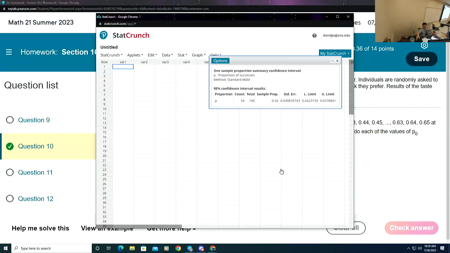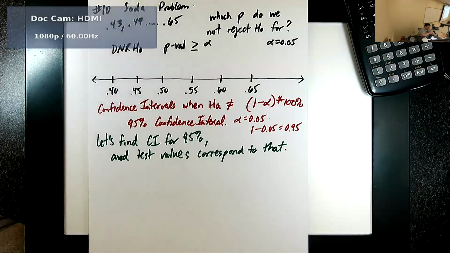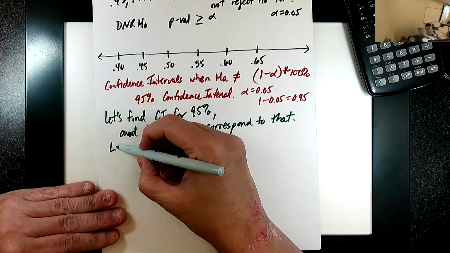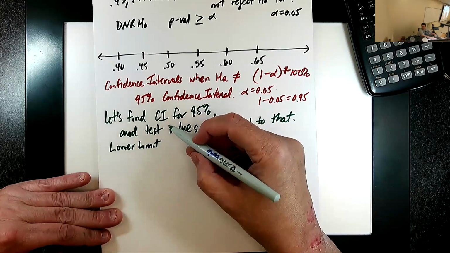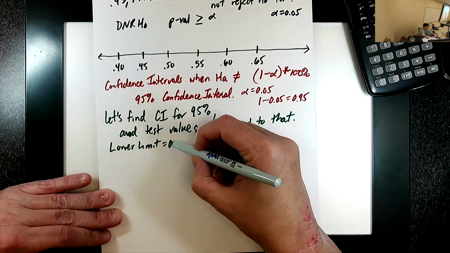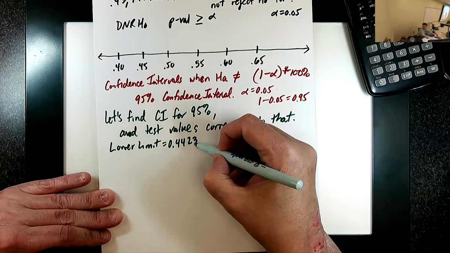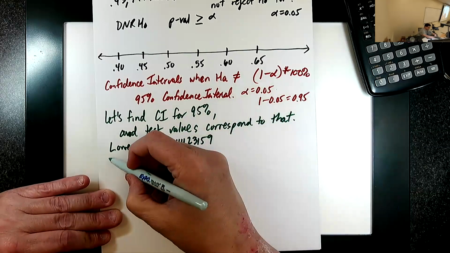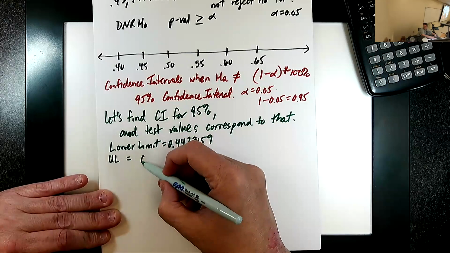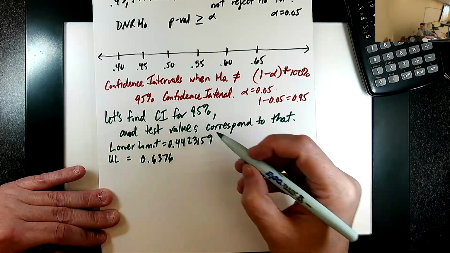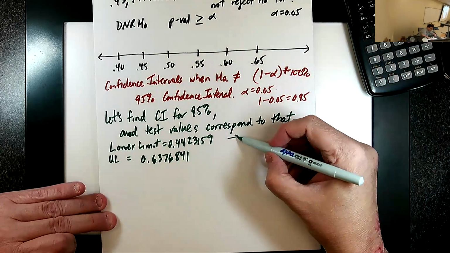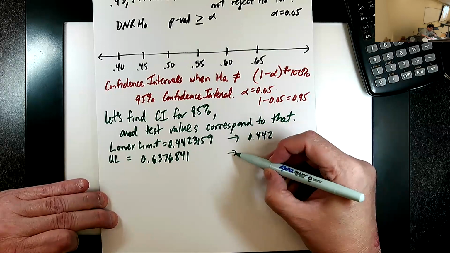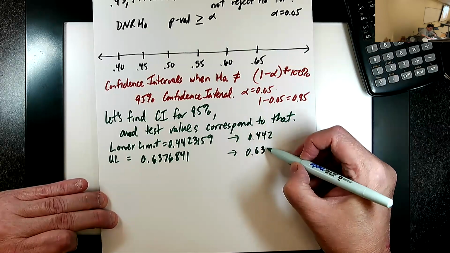I'll write down where it's easier to read what those values are. So my lower limit is 0.4423159, and my upper limit is 0.6376841. So like 0.442 and 0.638.